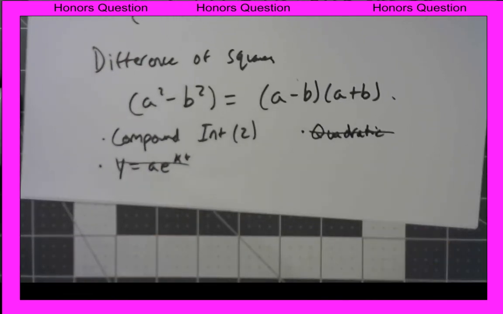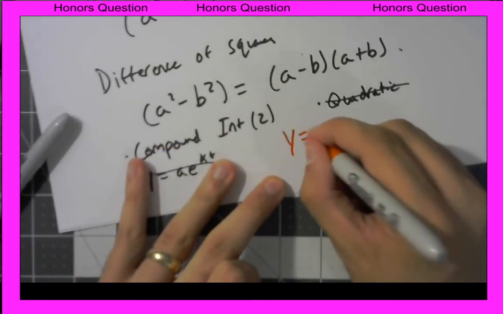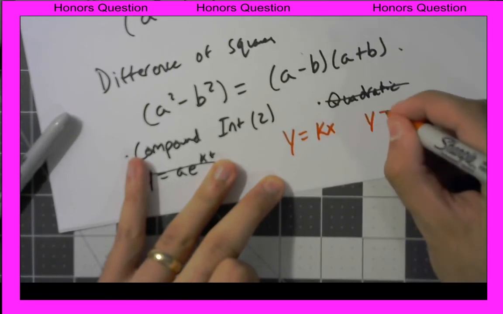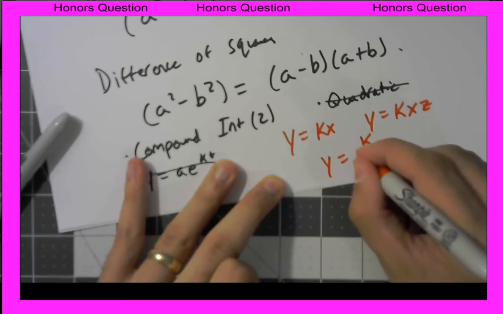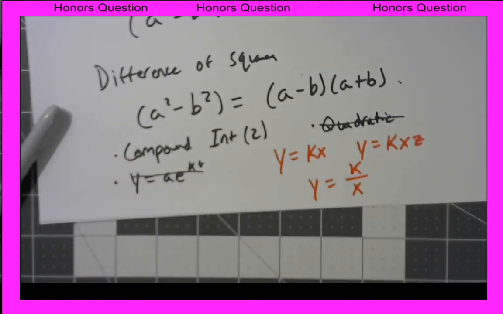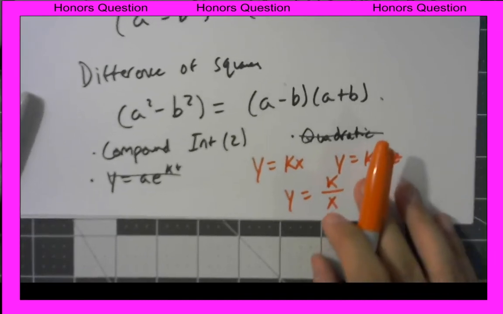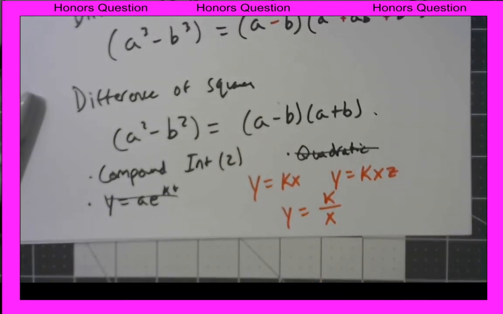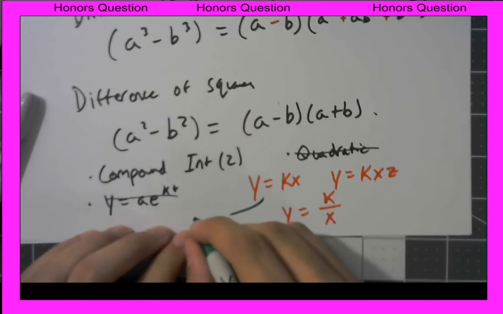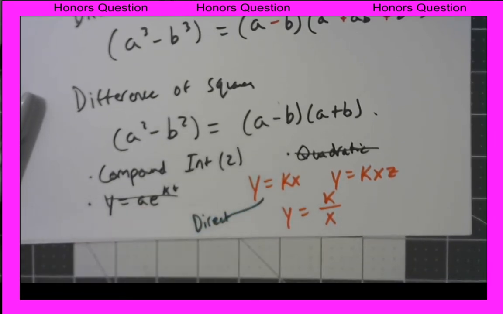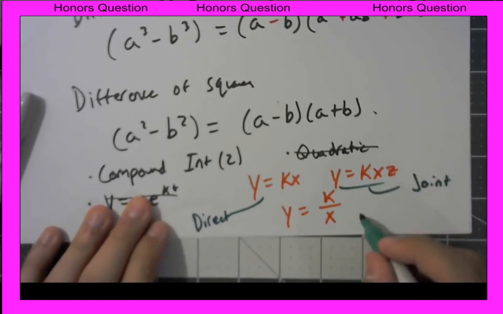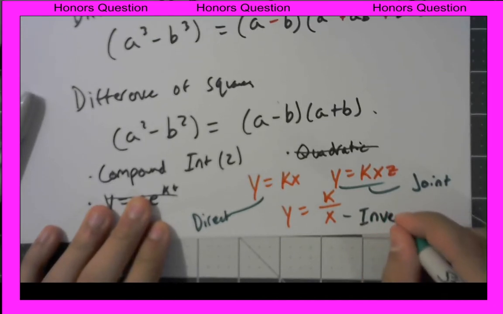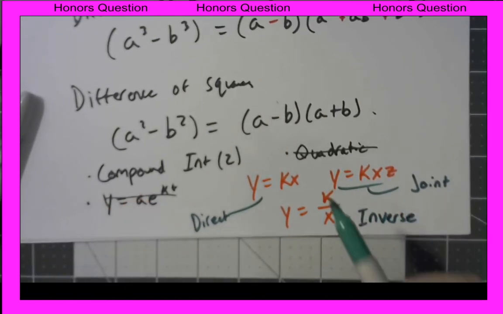Honors, you also need to remember y equals kx, y equals kxz, and y equals k over x. I'm not going to have you do problems with these. You just need to remember the different names. For example, this is direct variation. This is joint variation. And this is inverse. So you just need to know the equations and the names.